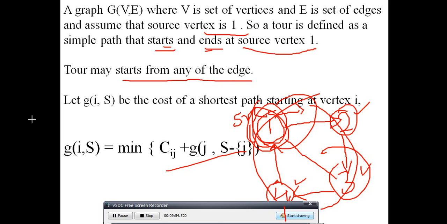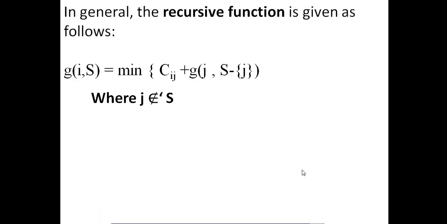g of I comma s, let g of I comma s be the cost of shortest path starting at vertex I. Just a minute. Generally we can use this formula, we can call it a recursive function. Okay, so here, what is I?